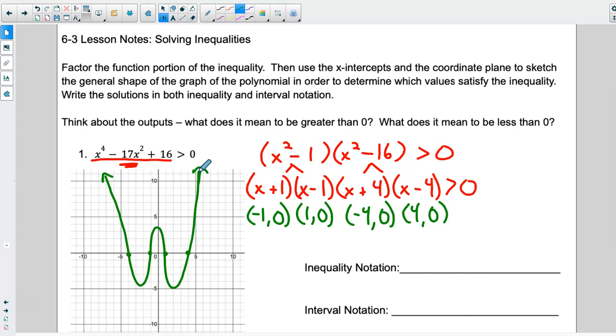Question? Ooh, that's a good question. So it is not going to be a dotted line. And I'll get more into that actually at the end of the lesson.